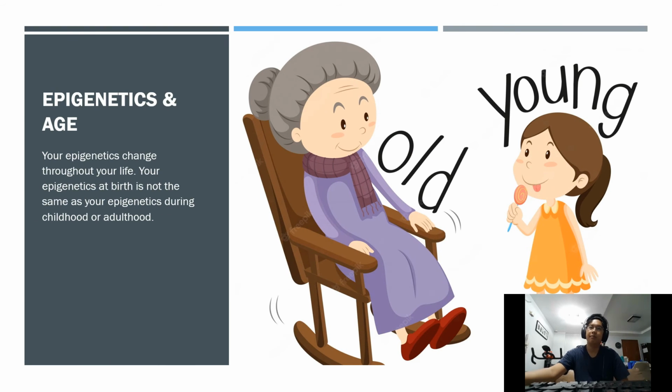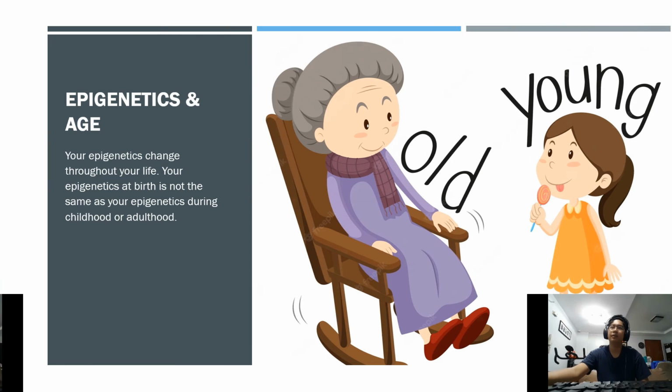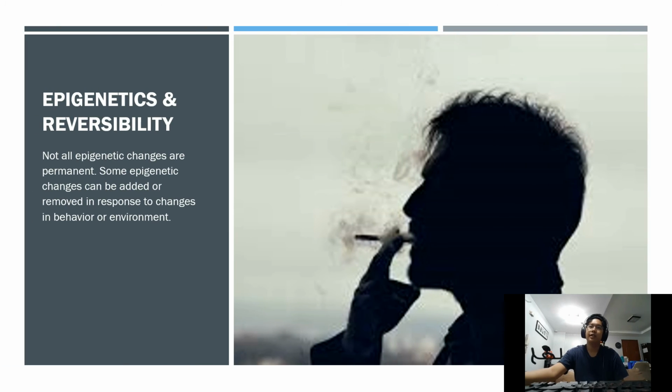Epigenetic changes throughout your life. Your epigenetics at birth is not the same as epigenetics during childhood or adulthood. A study of a newborn versus a 26-year-old versus a 103-year-old. DNA methylation at millions of sites was measured in a newborn, a 26-year-old, and a 103-year-old. The level of DNA methylation decreases with age. A newborn had the highest DNA methylation, the 103-year-old had the lowest DNA methylation, and the 26-year-old had a DNA methylation level between the newborn and the 103-year-old.